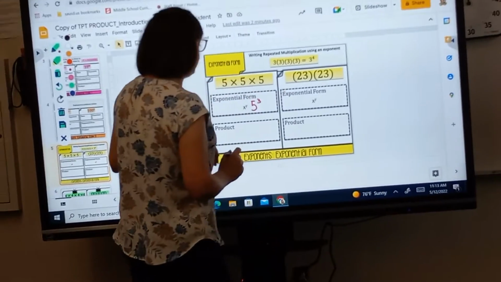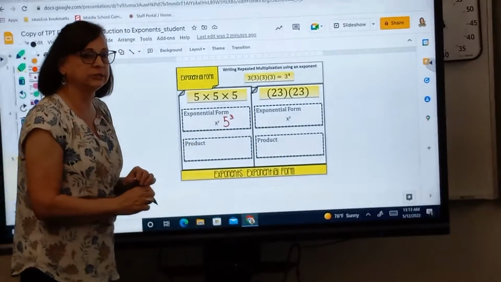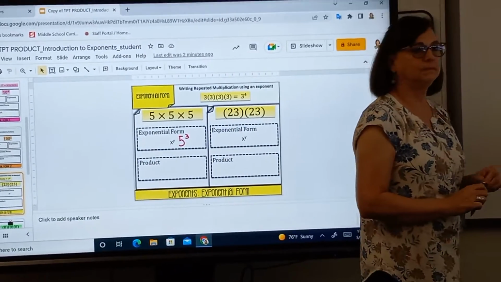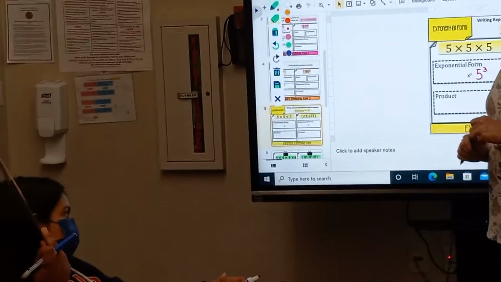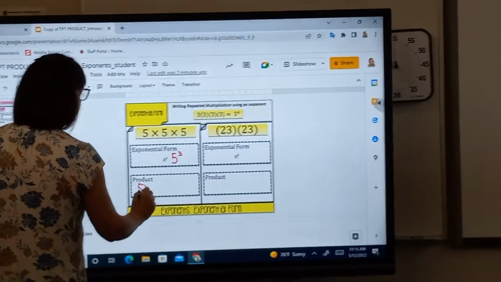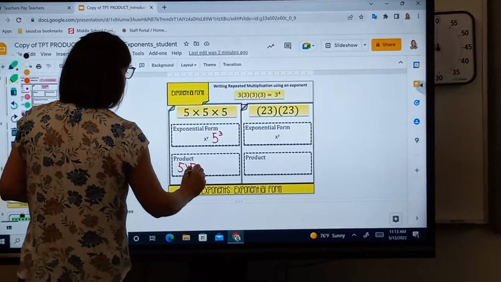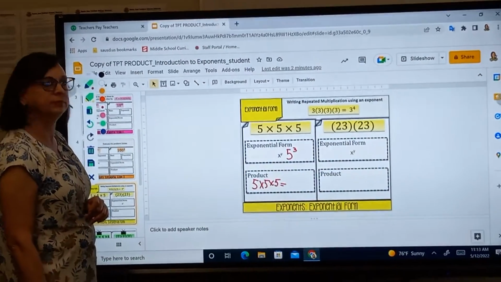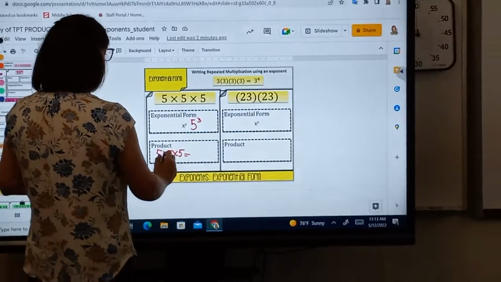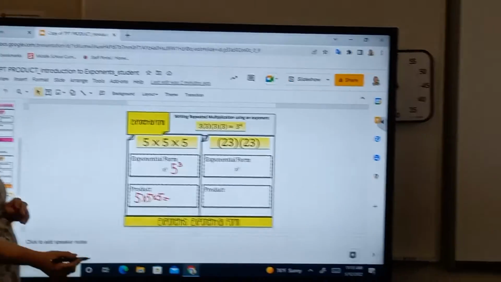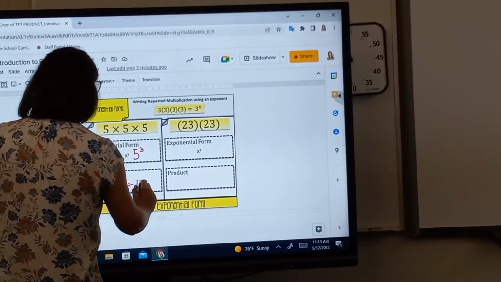Okay, so now we have, it says product. Does anyone remember what product is? It's the answer. They want you to solve it. Yes, Breeza has solved it very quickly. But to solve it, she needed to write it out in the expanded form. And then it was 5 times 5 is 25, and then she took 25 by 5, and it became 125.